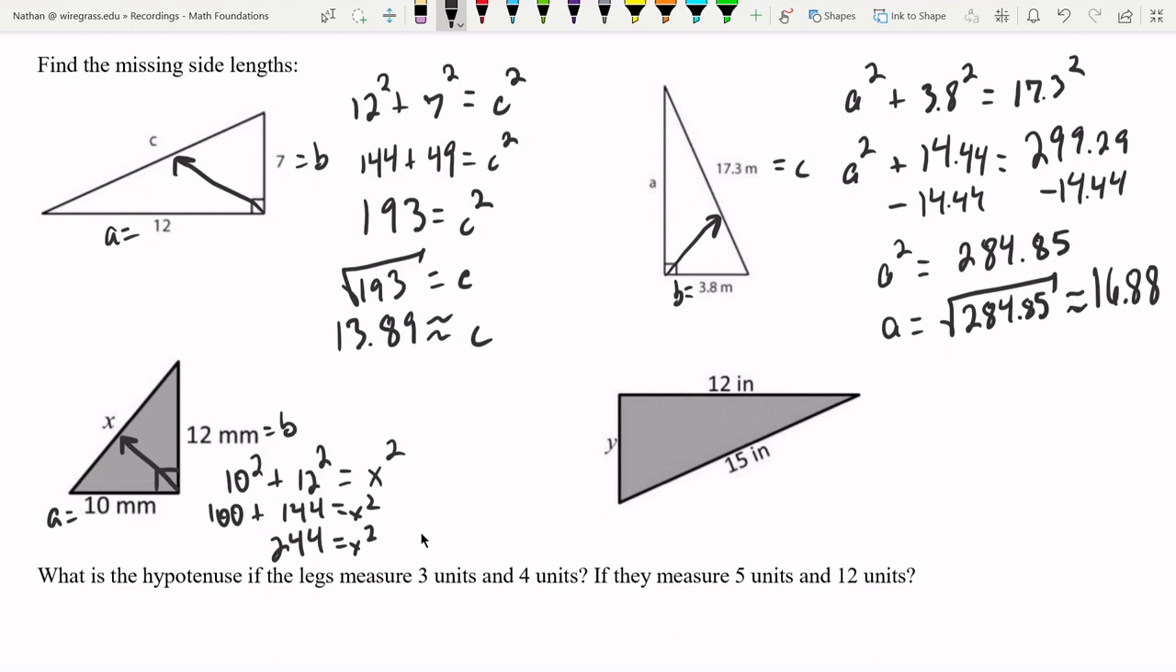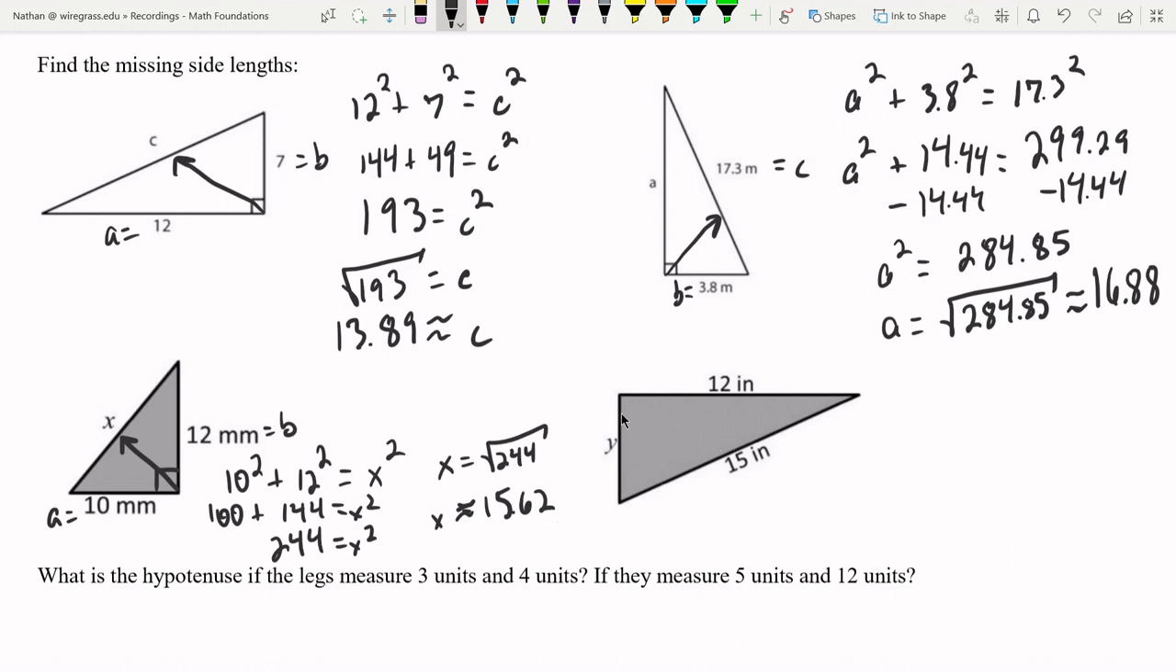So what squared gives us 244? That means that we just need to do the square root of 244. And I'm getting, once again, approximately 15.62 for that problem.